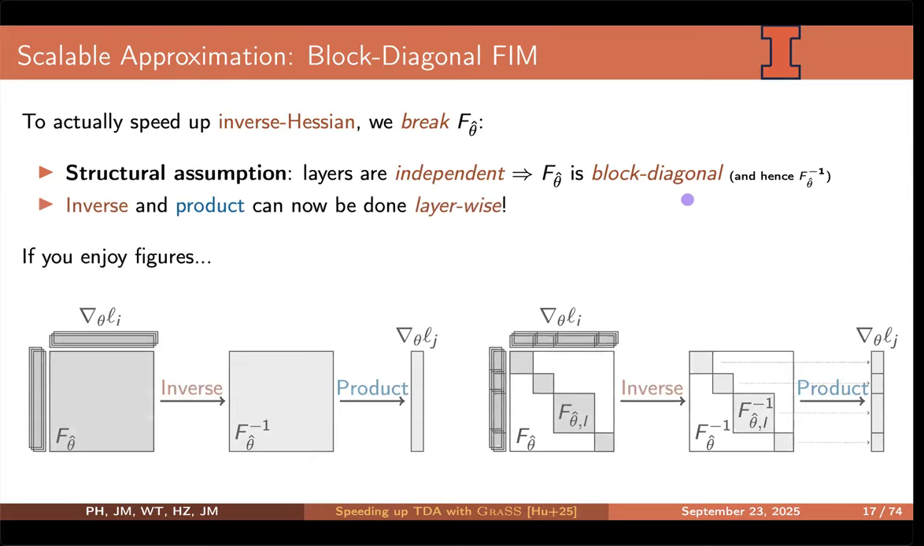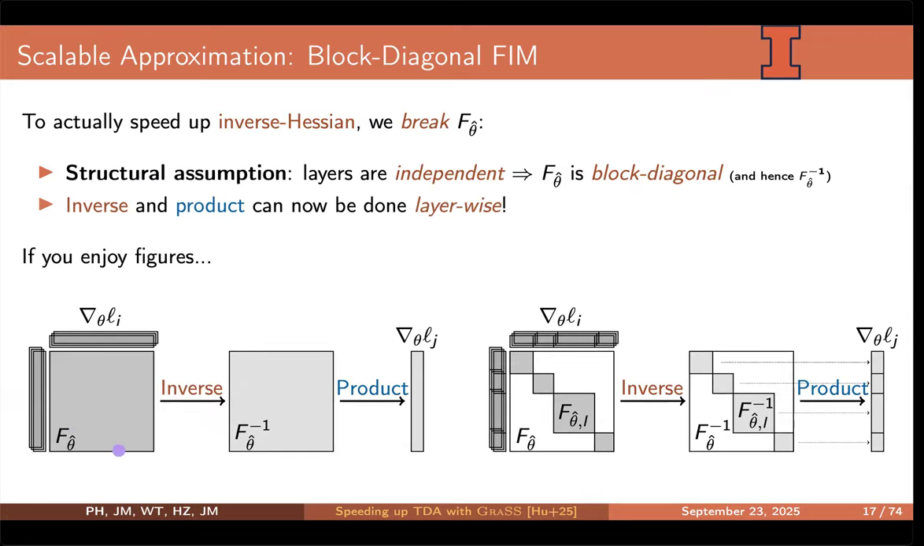If you look at the figures, this is what we are doing before we introduce this structural assumption. We form this fully dense covariance matrix by doing the outer product, or covariance, between per-sample gradients and averaging them.